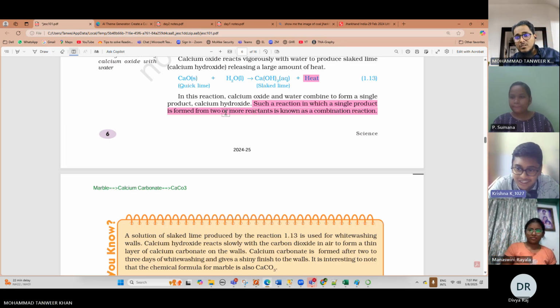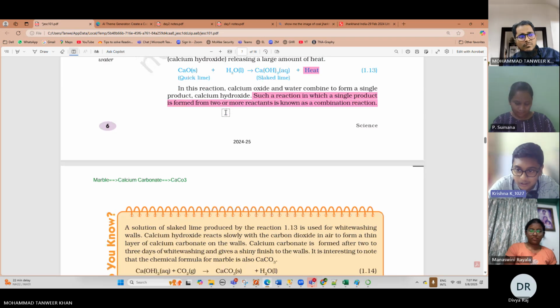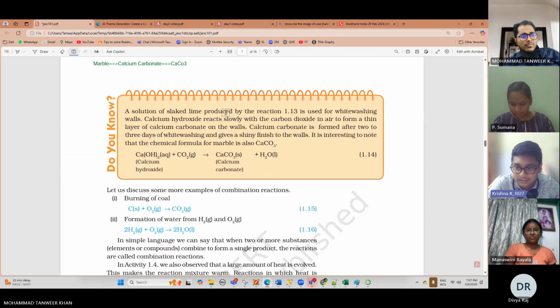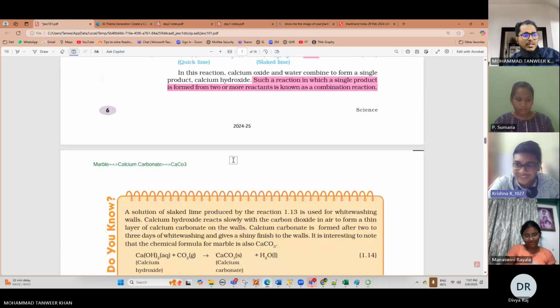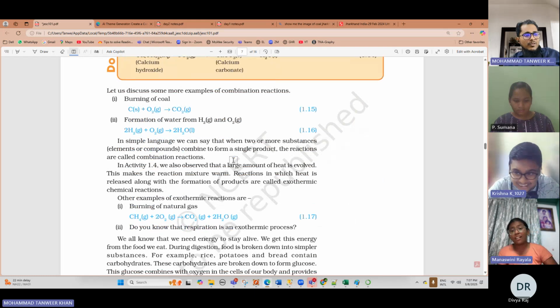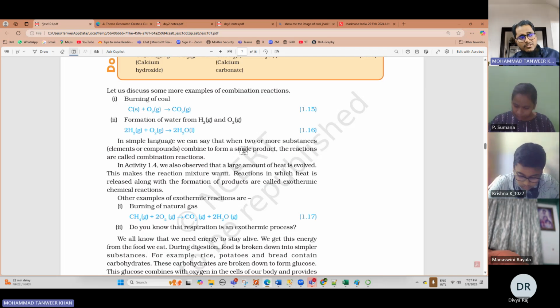Sir, we learned four equations, right, sir? Including magnesium plus oxygen gives rise to magnesium oxide. That is also fine. Yes. That's it, all four, sir. Okay, good. So two or more substances combine to form a single product. Those reactions are called combination reactions.